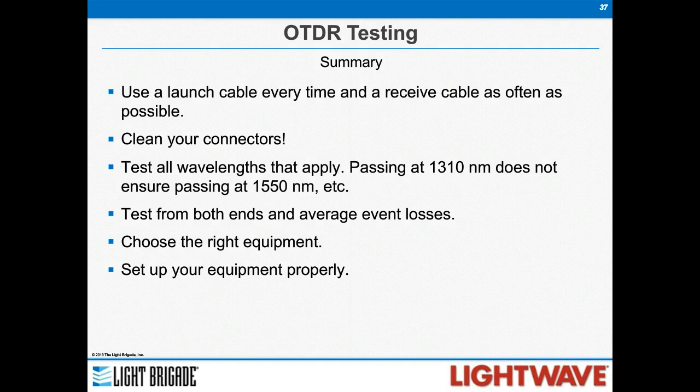Well, it happens in multimode too, but in single mode, 1550 nanometers is much more sensitive to bends than 1310 nanometers is in standard single mode. So passing at 1310 does not mean you won't see a problem at 1550. So make sure to test all wavelengths that are going to be used in this network. Test from both ends and do bidirectional averaging for loss testing and OTDRs. Make sure you have the right equipment, set your equipment up properly, and keep it all clean and well maintained.